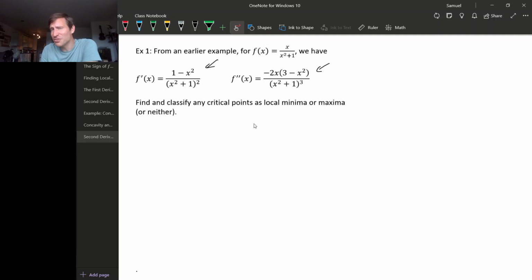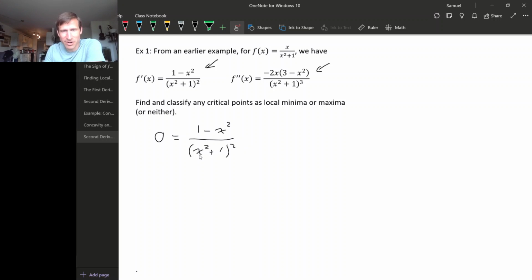Notice that we could use the first derivative test, but if we already have the first and second derivatives, the second derivative test is actually faster. Okay, so first let's find critical points, or critical numbers. So let's take our first derivative and set it equal to 0. Okay, so setting this equal to 0 to find critical numbers.